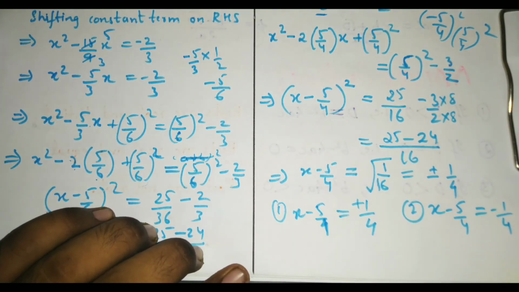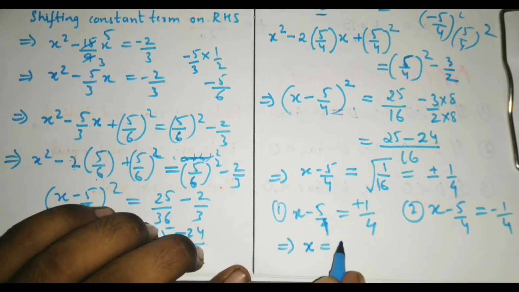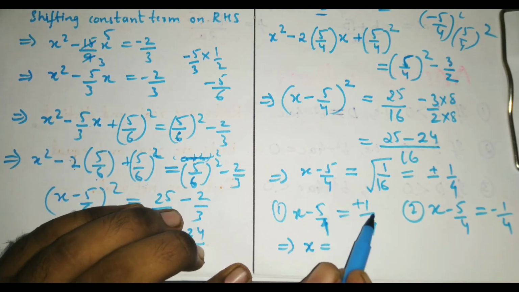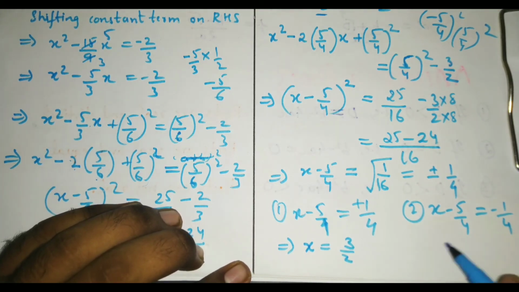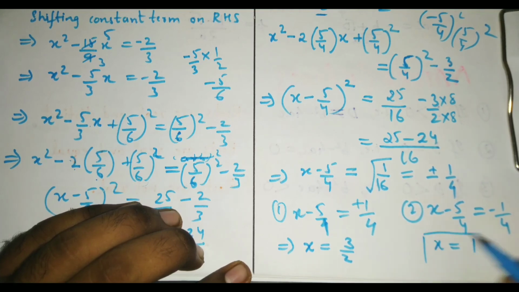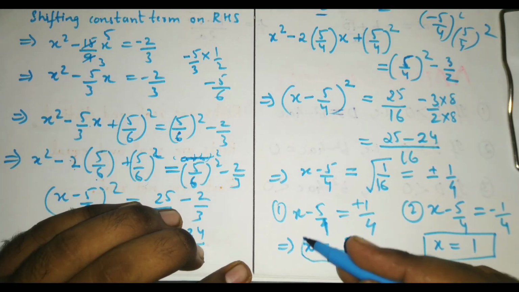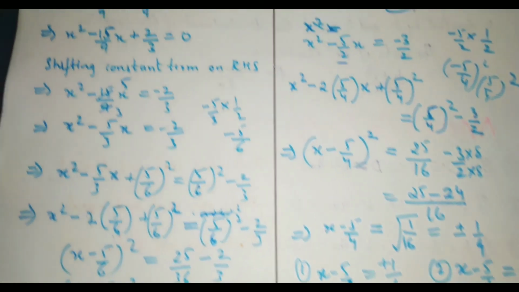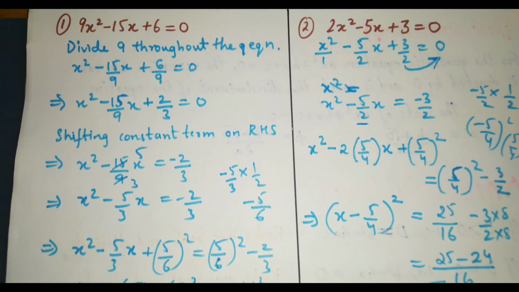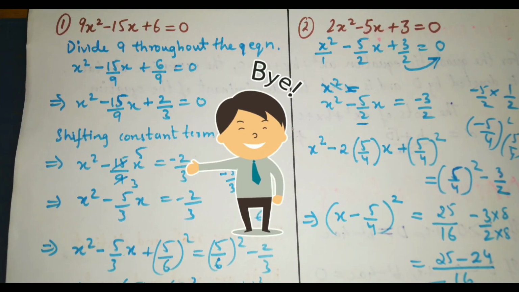Fine. In this you have to find the value of x. From here we can find the value of x. When 5 by 4 goes to that side, x will be 6 by 4, that is 3 by 2, and in the second case, when it goes to that side it becomes positive, so x will be 4 by 4, that is nothing but 1. So we got the x value here, and here also we got the x value. Fine. So this is how we find the roots using completing the square.